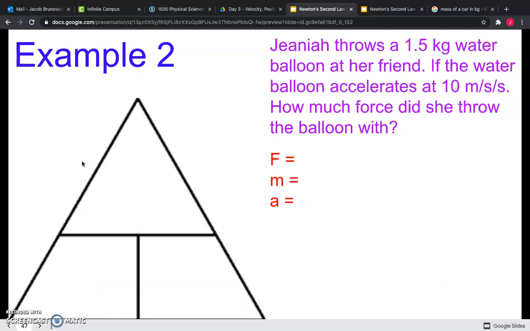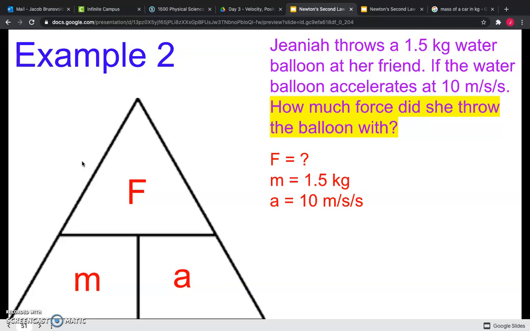Okay, and so then Janaea throws a 1.5 kilogram water balloon at her friend. The water balloon accelerates at 10 meters per second squared. How much force did she throw the balloon with? F over M times A. M is 1.5 kilograms. A is 10 meters per second squared. We're looking for the force.